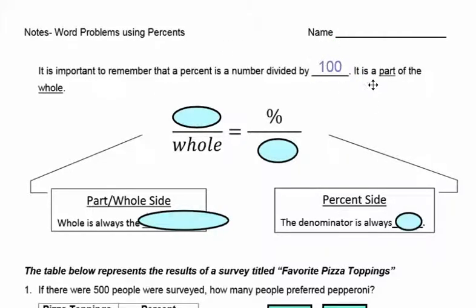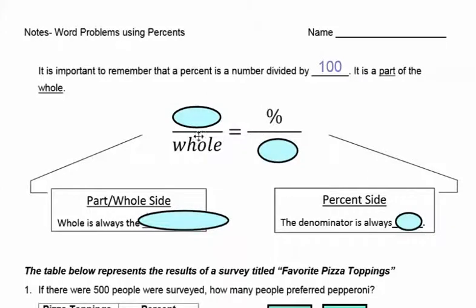Alright, our percent is part of the whole. The whole is 100. Alright, and our percent, it can be bigger than 100. It could be smaller than 100. But we always remember that our percent is out of 100.